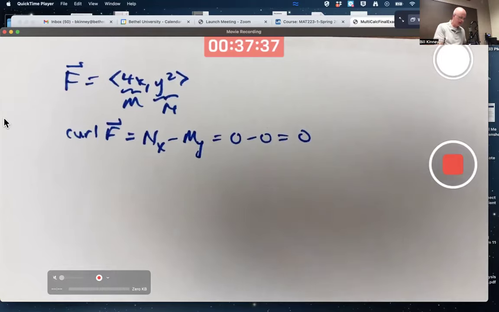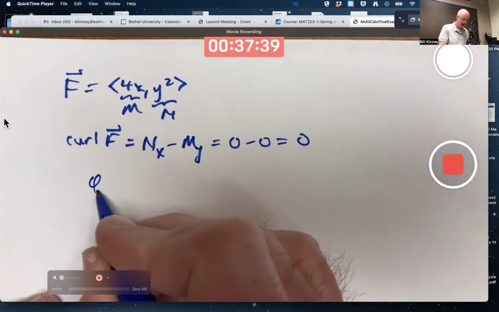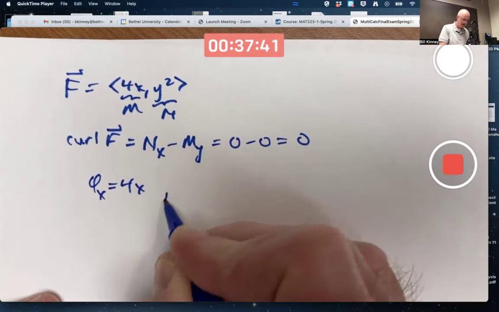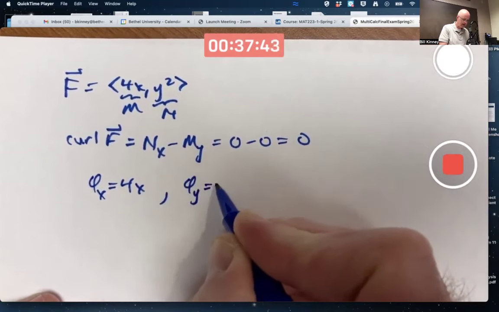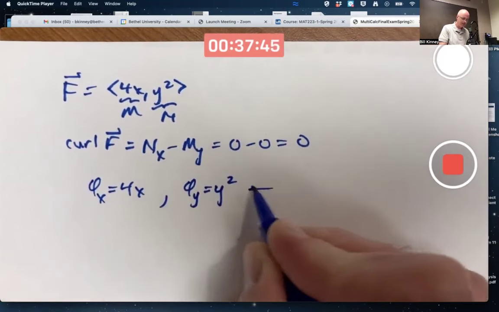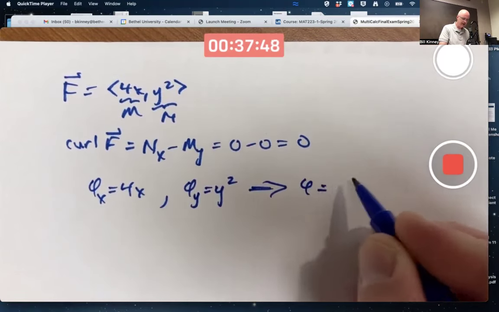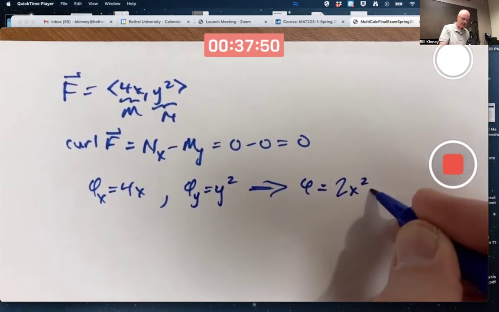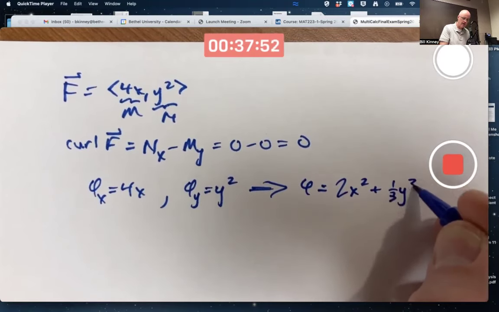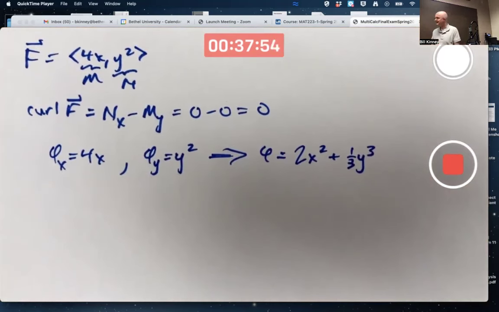4x is the derivative of phi with respect to x, and y squared is the derivative of phi with respect to y. Combine those two equations, essentially integrate them, to get 2x squared plus 1/3 y cubed plus c. It's fine if you want to do plus c, but you don't have to. We're just after one function, one potential function. We can use c equals 0. So effectively, I just did a couple integrations in my head there.